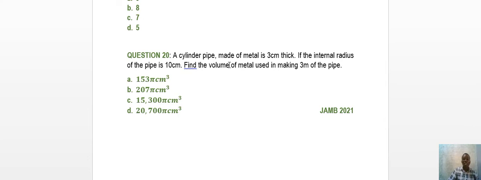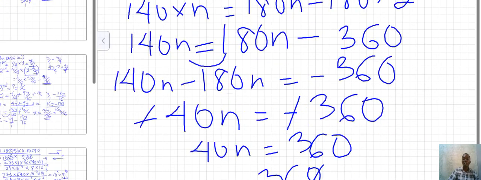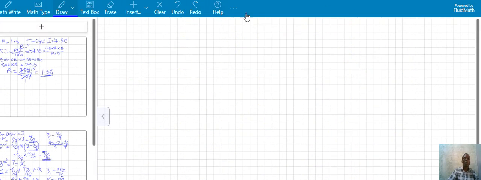If the internal radius of the pipe is 10 centimeter, find the volume of metal used in making 3 meter of the pipe. Now, whenever you are given this question, the first thing you should do, let's go straight to the board, is to look at the parameters you are given. Understand the question very well.